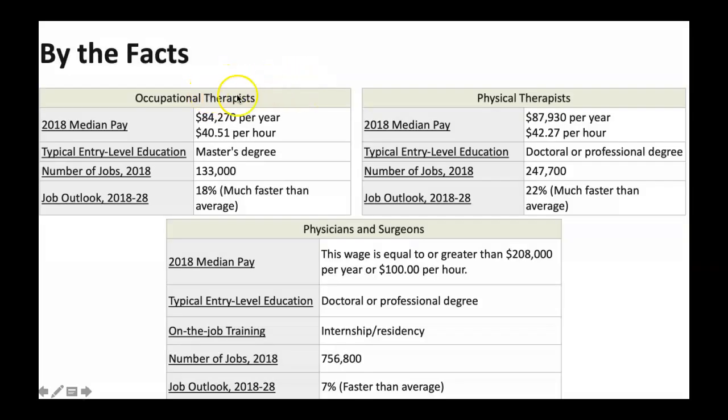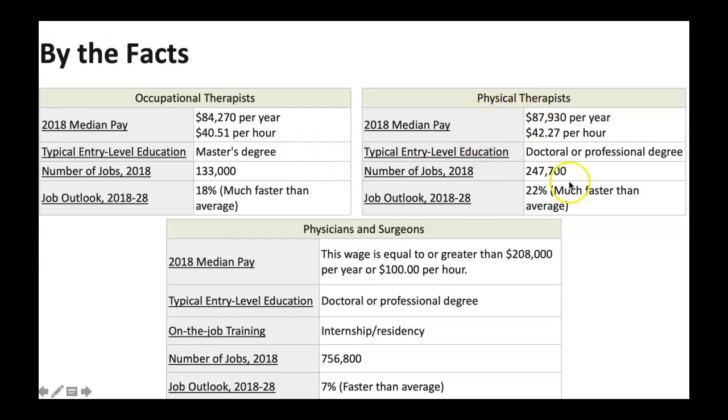Next are occupational therapists and physical therapists. Again, a lot of times I get the question, what's the difference, Dr. Cosby? Number one, they're not required to get a doctorate degree yet, but they will be soon. And so you'll see a little bit of a difference in the salary, and that's because the occupational therapist isn't required to have a doctoral degree at the moment.